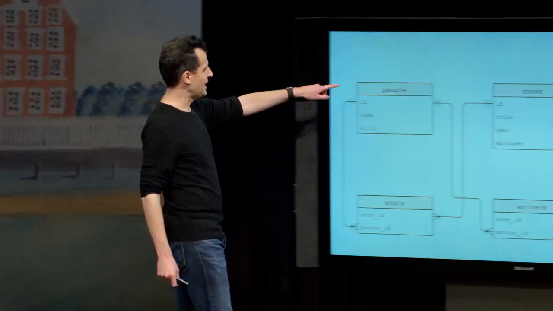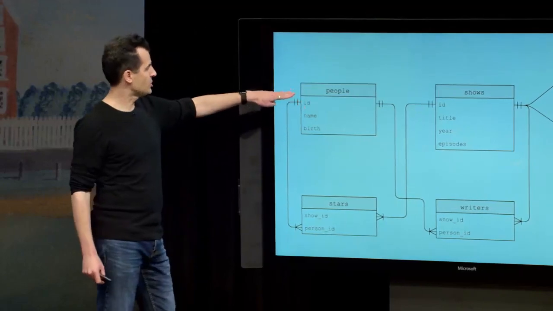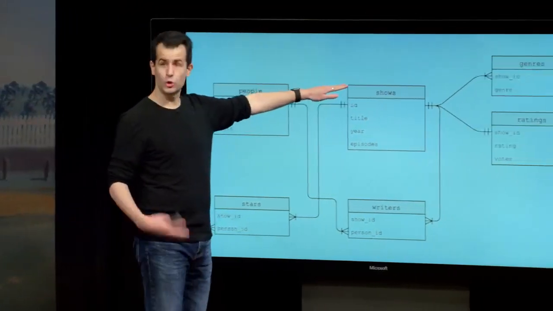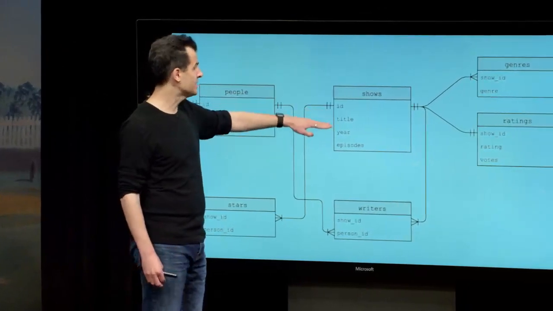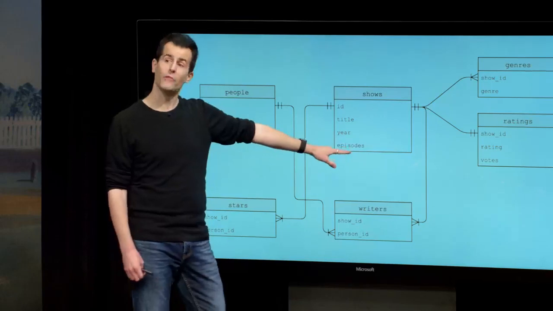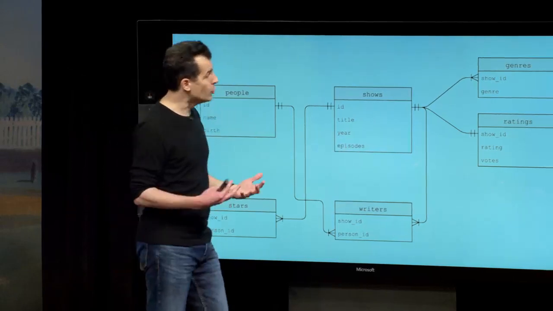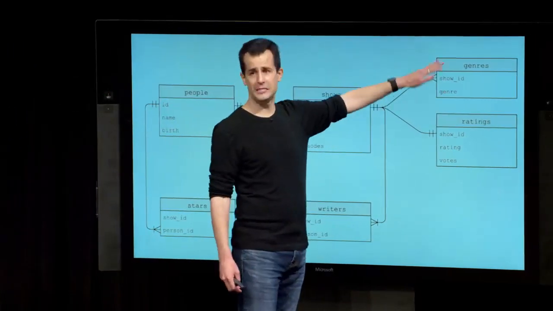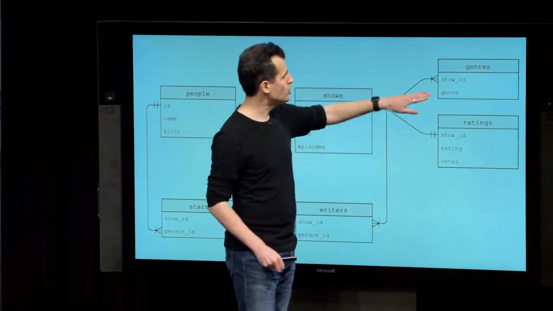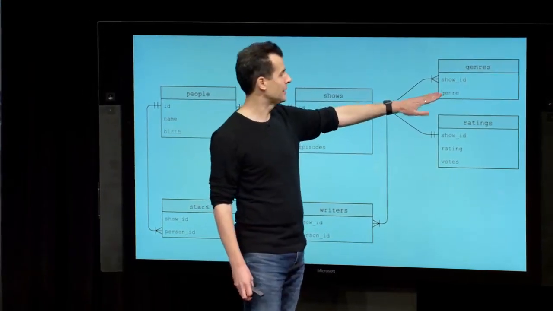There's going to be a people table that has an ID for every person, a name, and their birth year. There's going to be a shows table, just like we've been talking, which is IDs, titles of shows, also, though, the year that the show debuted and the number of episodes that the show had. Then there's going to be genres, similar in design to before. So we didn't go all out and factor it out into a third table. We just have some duplication here, admittedly, in genres.